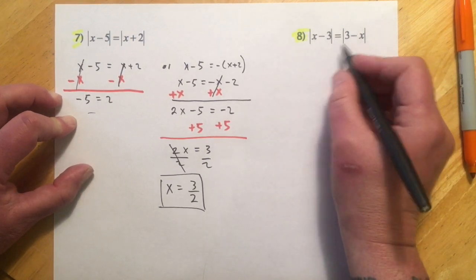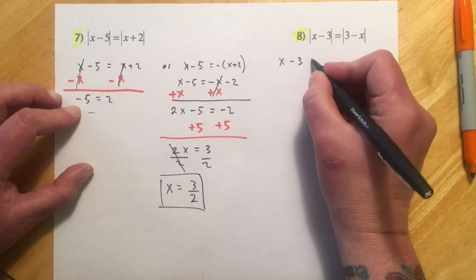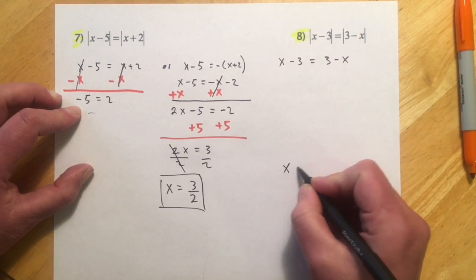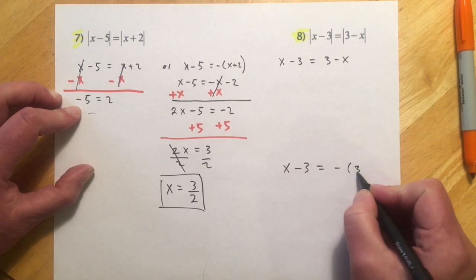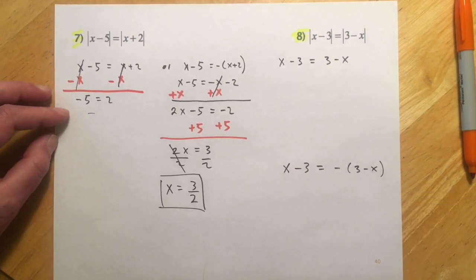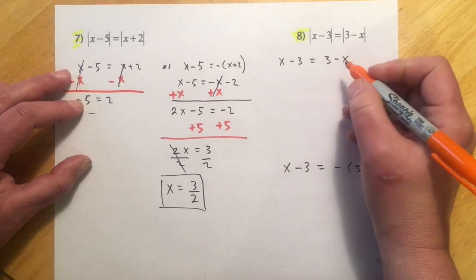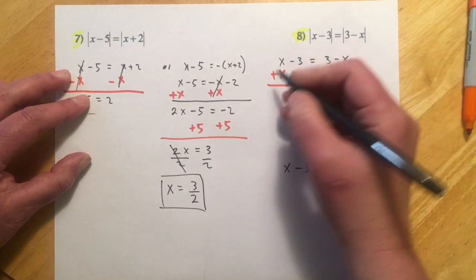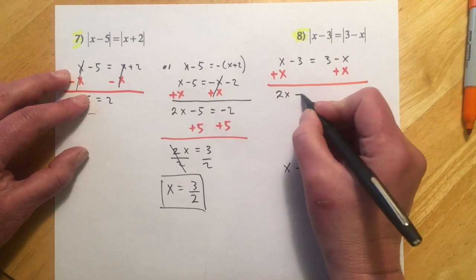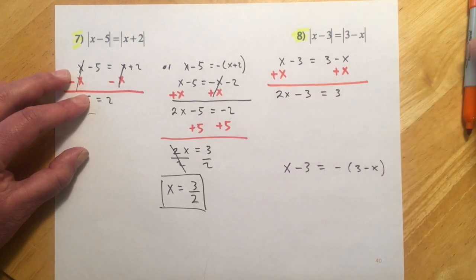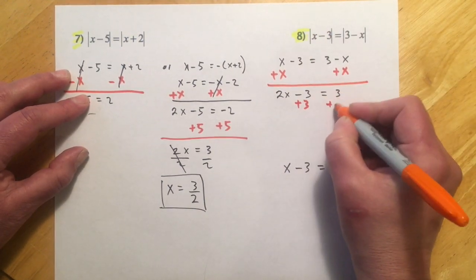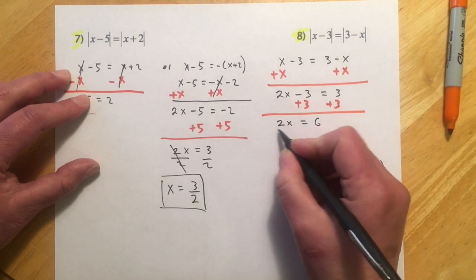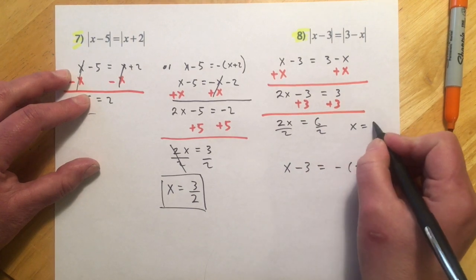This one is sort of the reverse of it. So if I do x minus 3 equals 3 minus x, and I'll sneak it down here, x minus 3 equals the negative of 3 minus x. So that would be the second equation. If I go ahead and solve that, I get plus x. And so that's going to be 2x minus 3 equals 3. I can add the 3 over, and I got 2x equals 6, divide, and x equals 3.